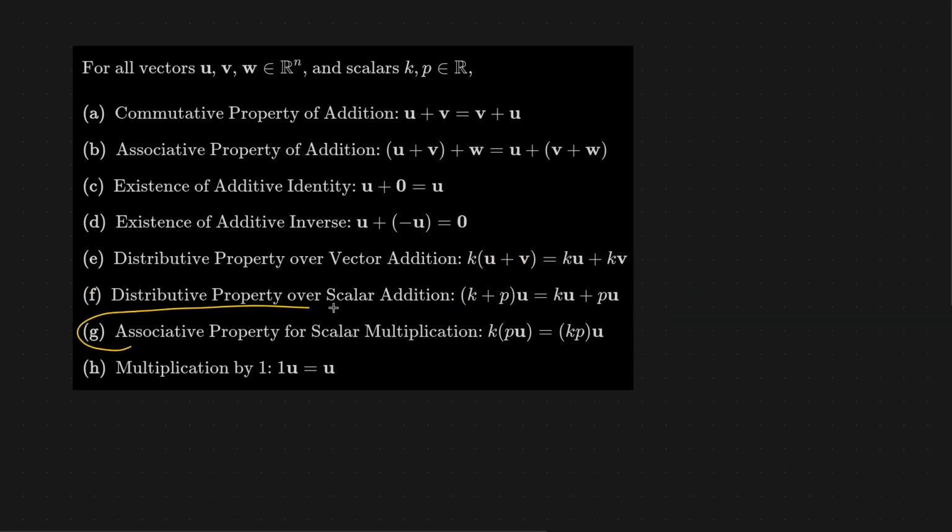I have the associative property of scalar multiplication. And I have the property of multiplication by 1. If I multiply a vector by scalar 1, it just gives me the original vector again. Okay, so I have all these lovely properties. Now I'm going to add two more that turns out to be really important and together kind of form a complete set.